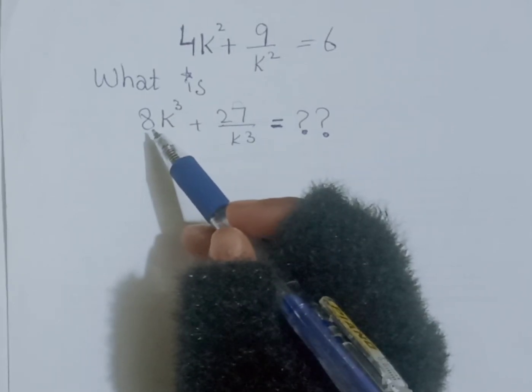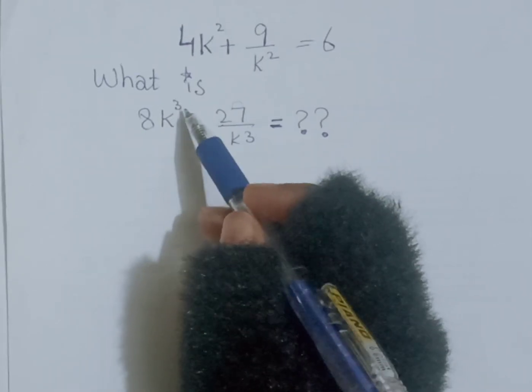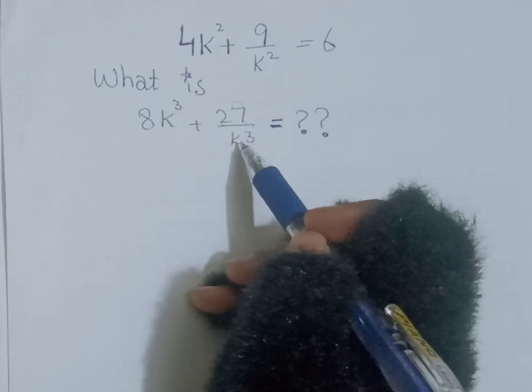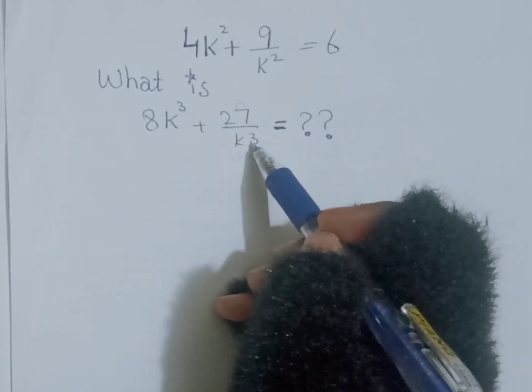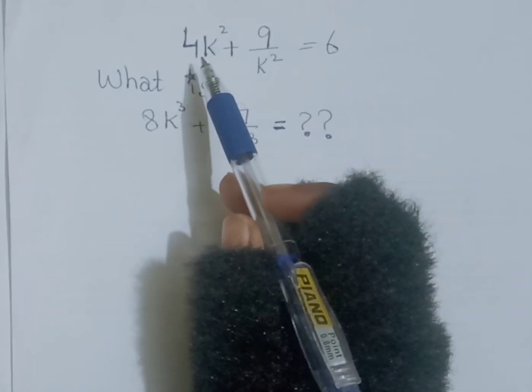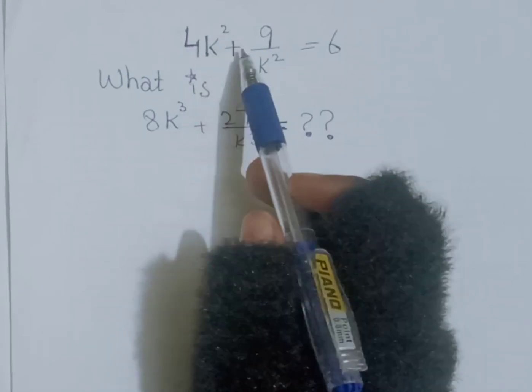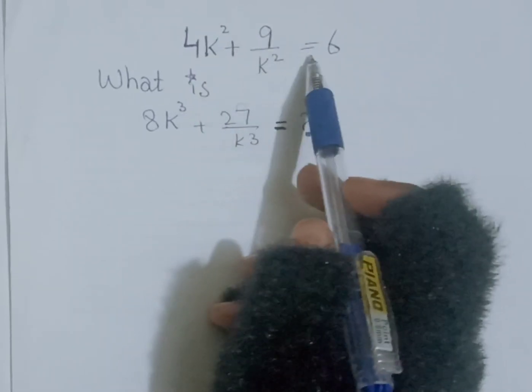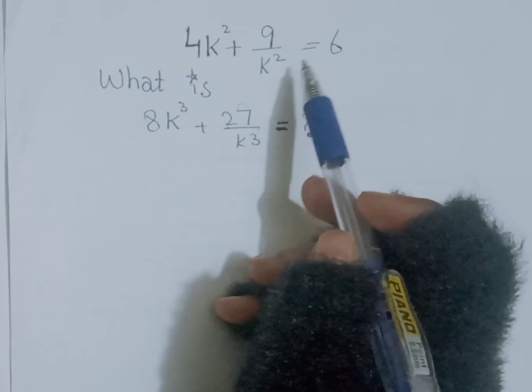In this video we find the value of 8k cube plus 27 over k cube, and the given data is 4k square plus 9 over k square is equal to 6. So let's start.